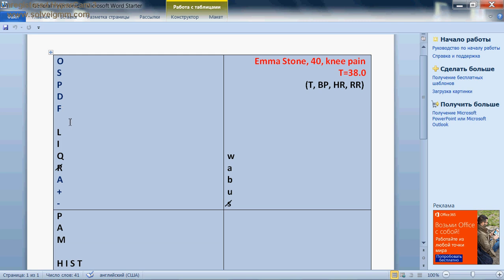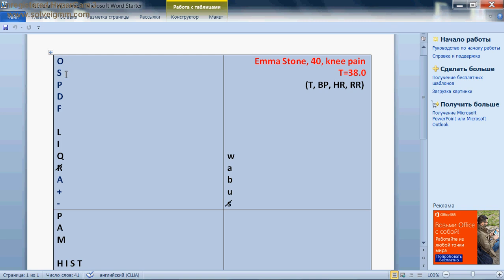For example, if you have a cough case, you write down OSPDF, A plus minus. You don't have to write LICRA, complete LICRA. So let's discuss what those letters mean.